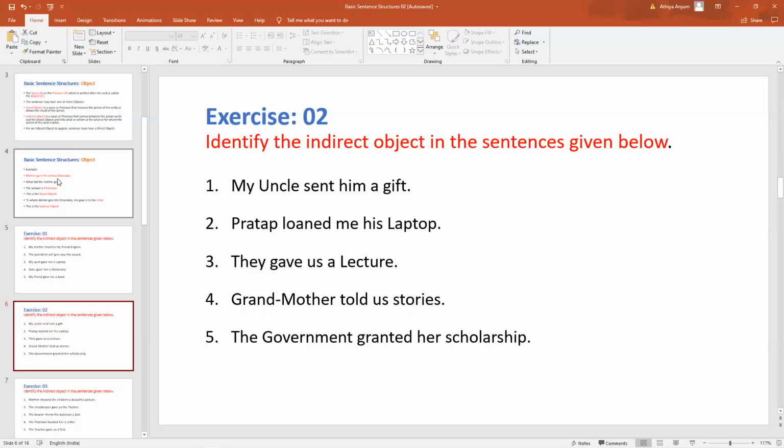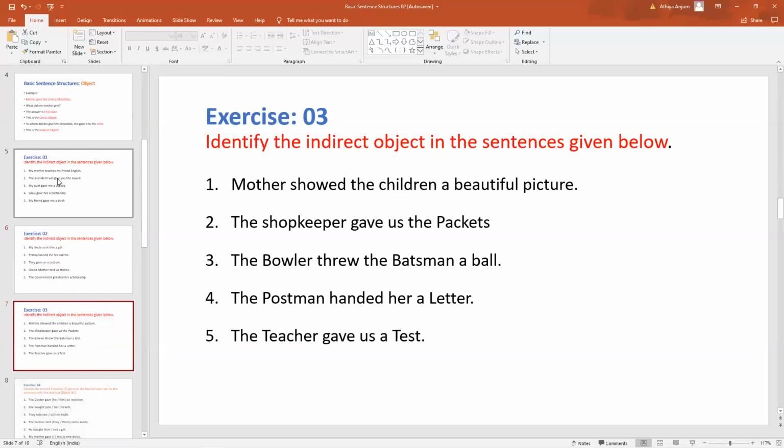The next one, grandmother told us stories. So the subject is doing something. Okay, to whom, right? So you will get the direct object and the indirect object, right? Identify the verb first, told. Then what? Okay, that will be your direct object. The next one, the government granted her a scholarship. All right.